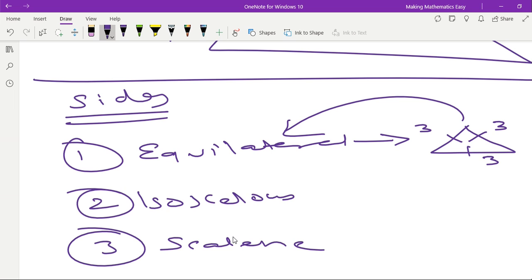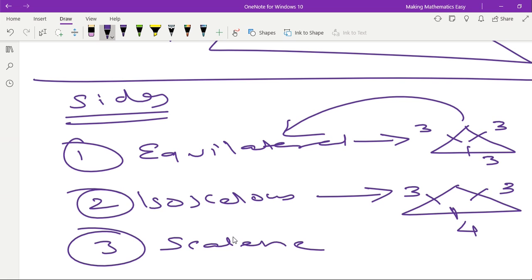That's it. Isosceles triangle: in an isosceles triangle, two sides are congruent. If this is 3 centimeters, this is 3 centimeters, the third side will not be 3 centimeters. It will be some other number apart from 3. It can be 4, it can be 5, it can be anything, but not 3. In an isosceles triangle, only two sides are congruent.